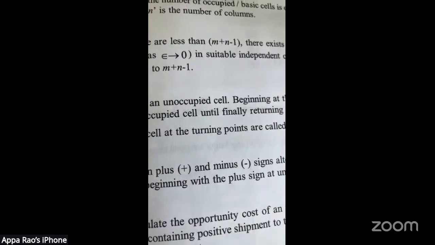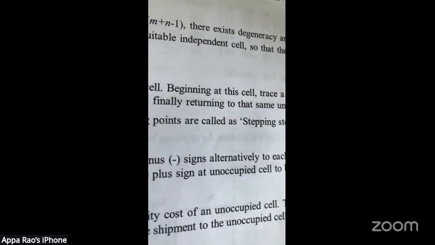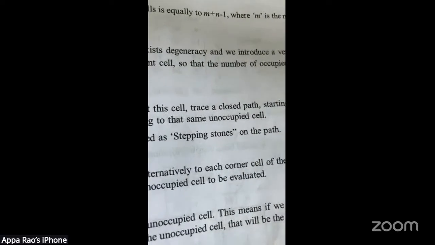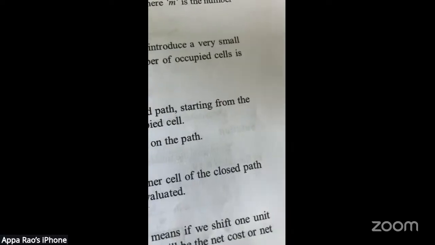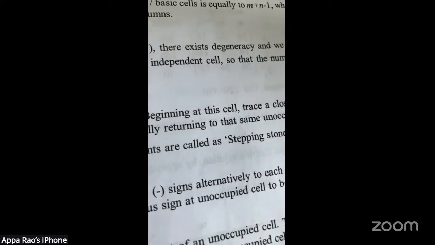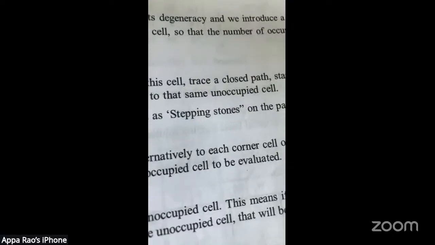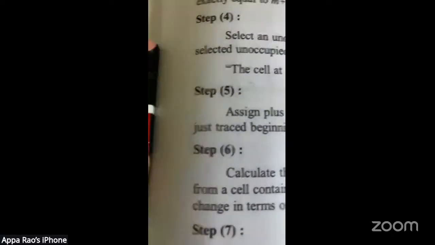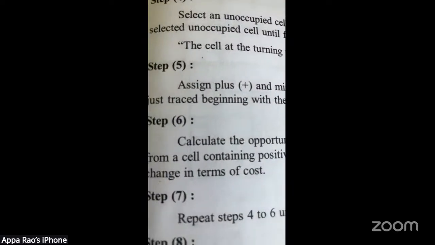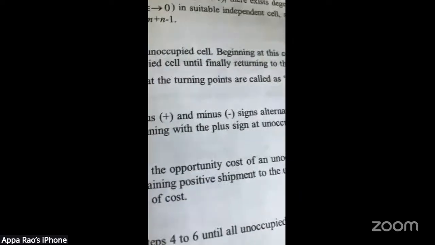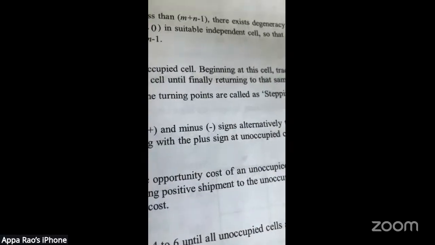Step 4. Select an unoccupied cell. Beginning at that cell, trace a closed path starting from the selected unoccupied cell until finally returning to the same unoccupied cell. The cells at the turning points are called stepping stones on the path. Step 5. Assign plus and minus signs.